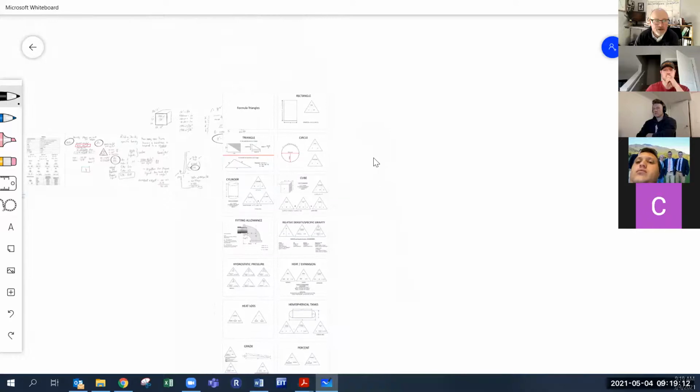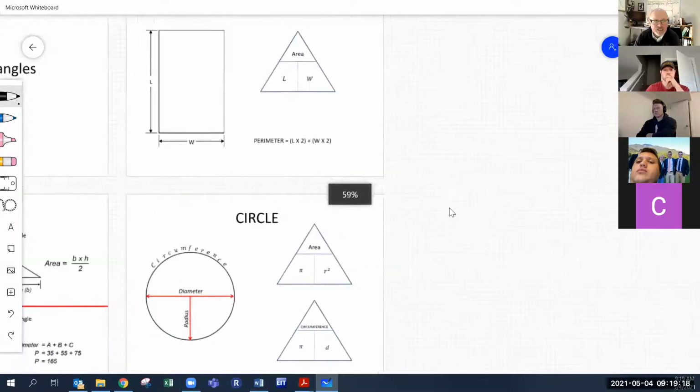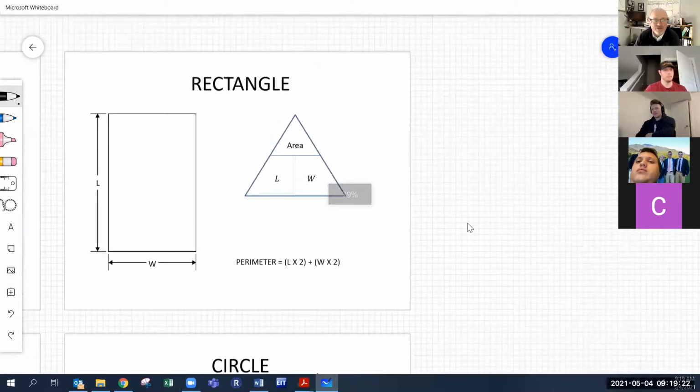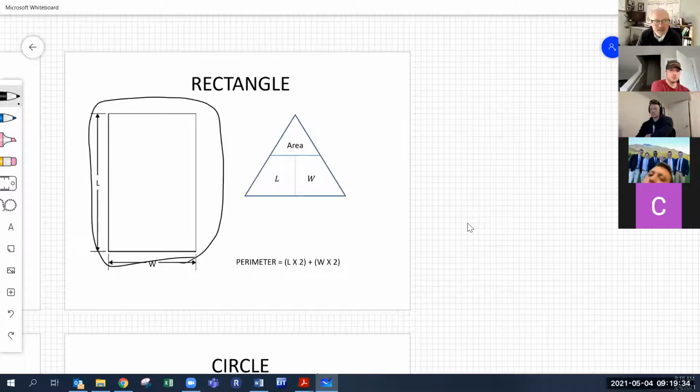So this formula triangle book that is in D2L gives you these formulas that you can use. Perimeter is really the outside of this, and that's what perimeter means. Area is length times width, and this is divide. As you can see there, perimeter is adding all the outsides together. I don't think I need to discuss that too much more.